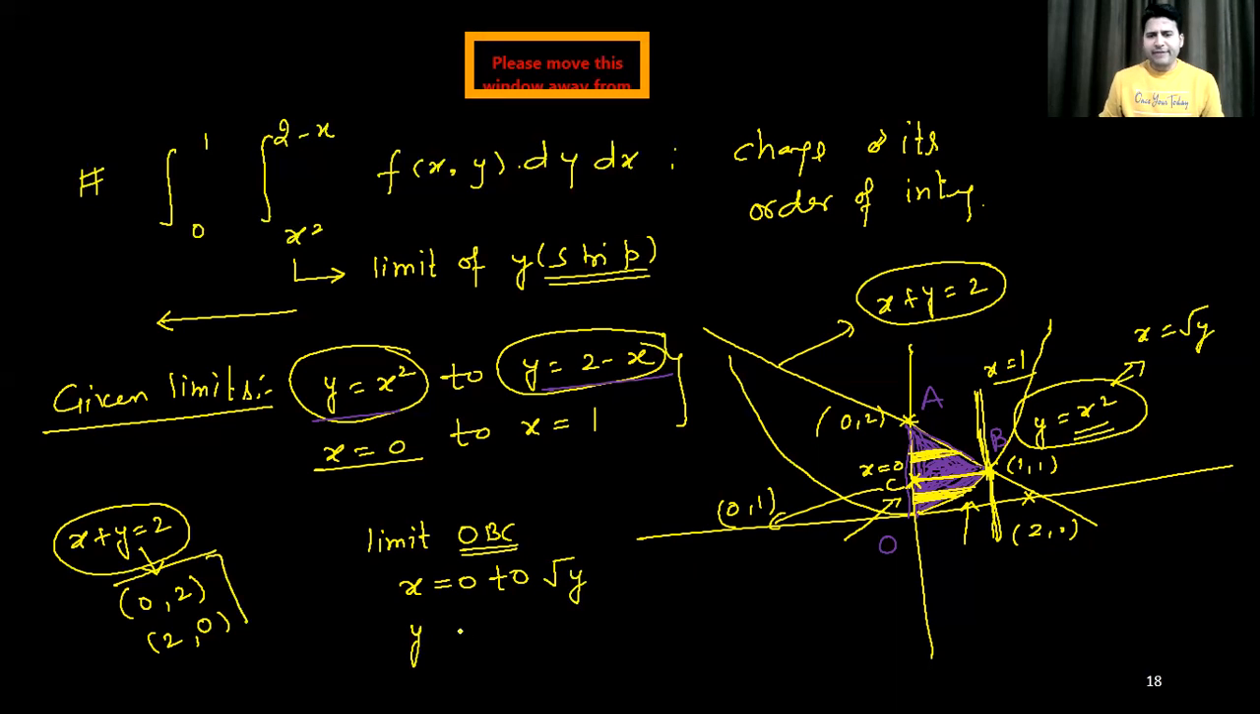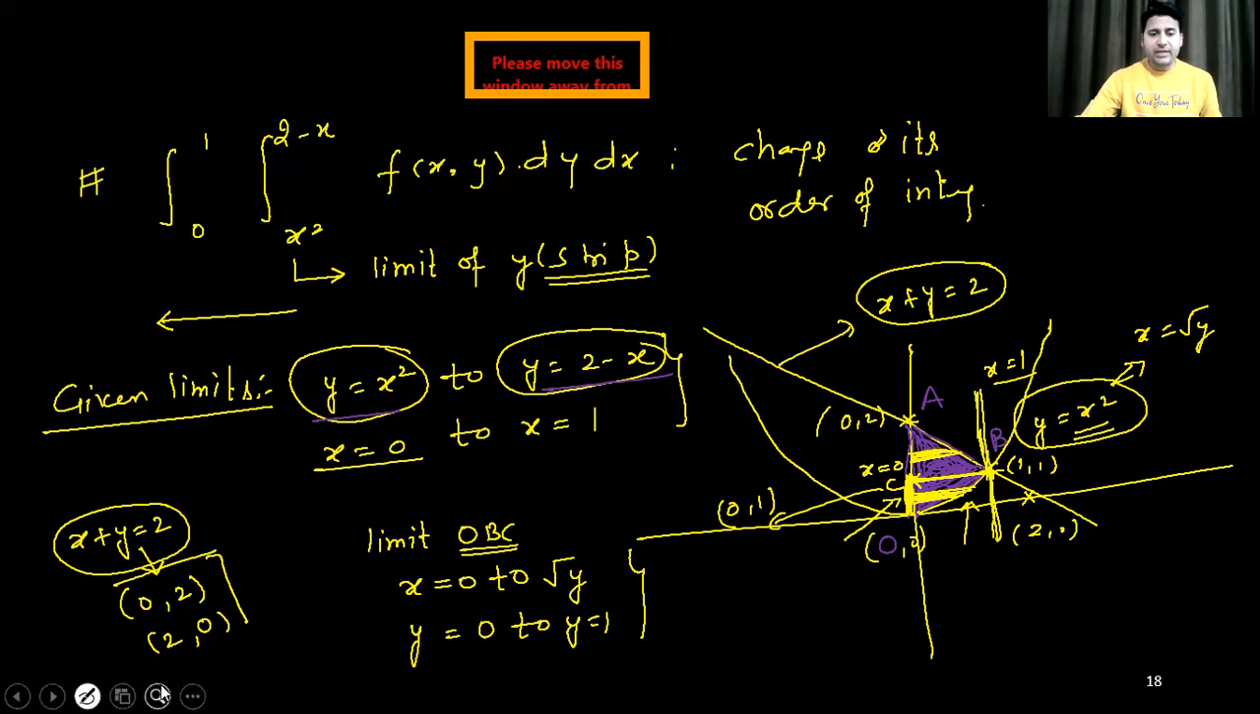What about the y variation? The variation of y is from 0 to C. This is the variation for the y-axis for this region. This point is 0, 0. This point is 0, 1. So y will be 0 to 1. So I'm getting the limit, students, for the region OBC as x equals 0 to root y and y equals 0 to 1.